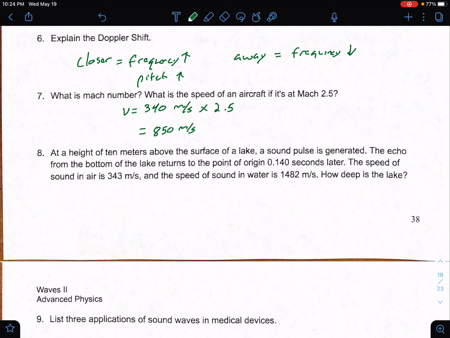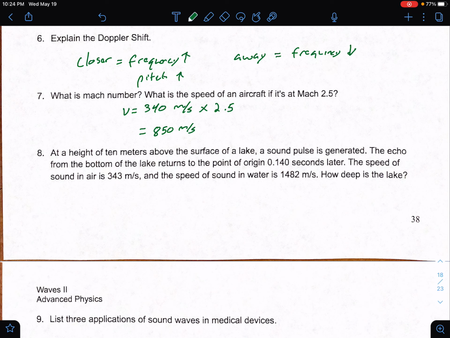Okay, so at a height of 10 meters above the surface of a lake, a sound pulse is generated. The echo from the bottom of the lake returns to the point of origin 0.140 seconds later. The speed of sound in air is 343 meters per second, and the speed of sound in water is 1,482 meters per second. How deep is the lake?